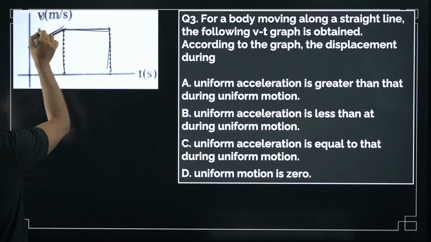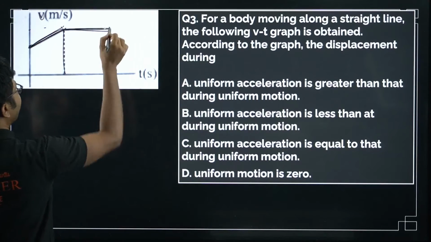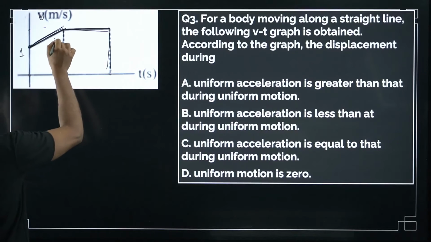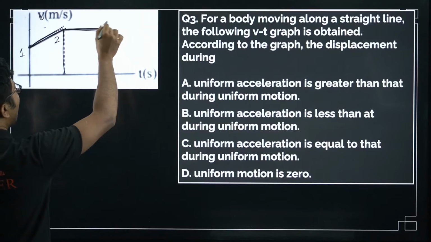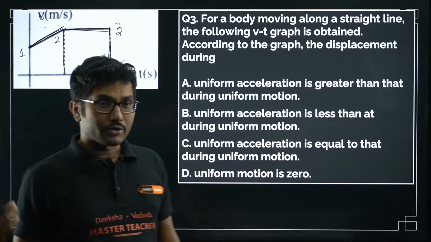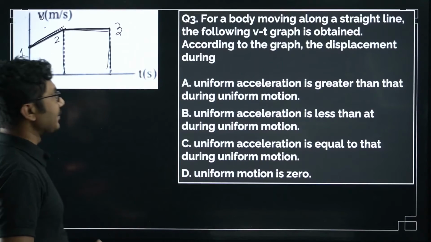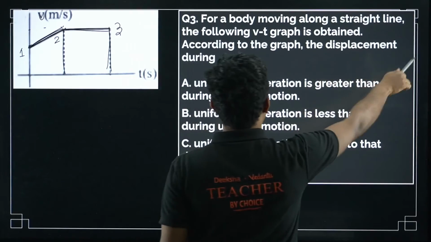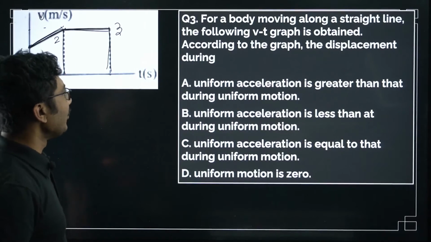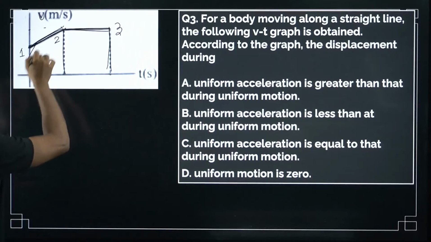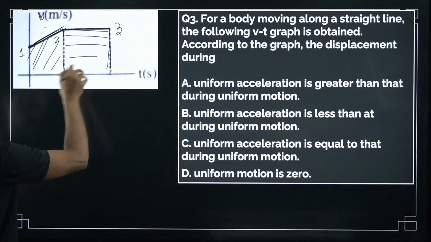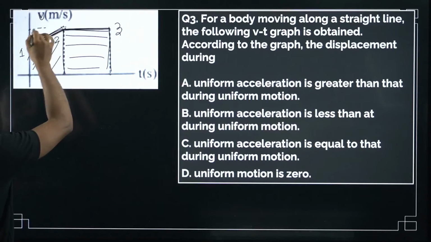Here, on the other hand, during this time it is going at a constant velocity. So say from 1 to 2 the object is accelerating uniformly, and from 2 to 3 the object is moving with a constant velocity. Now let's see. The displacement during uniform acceleration is greater than during uniform motion. So this area is definitely not equal to this area. This area is bigger because this much is missing.